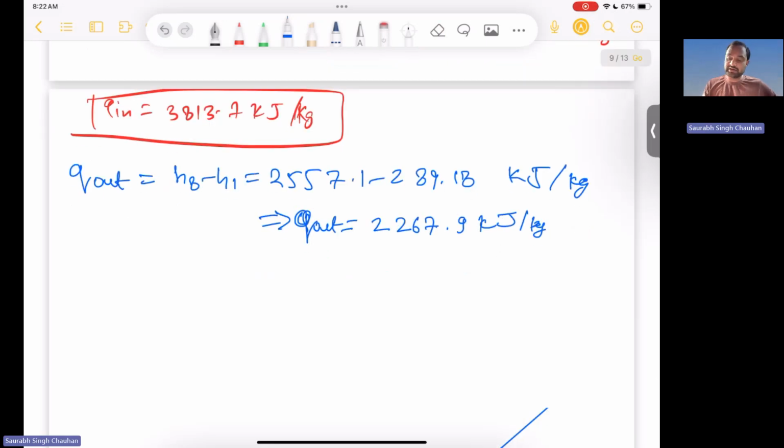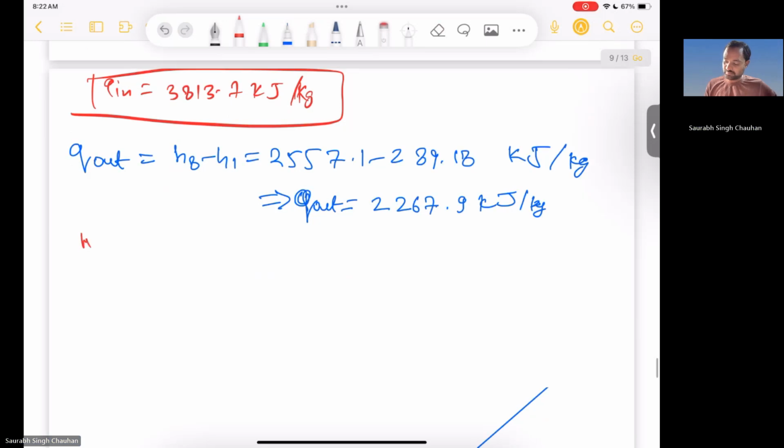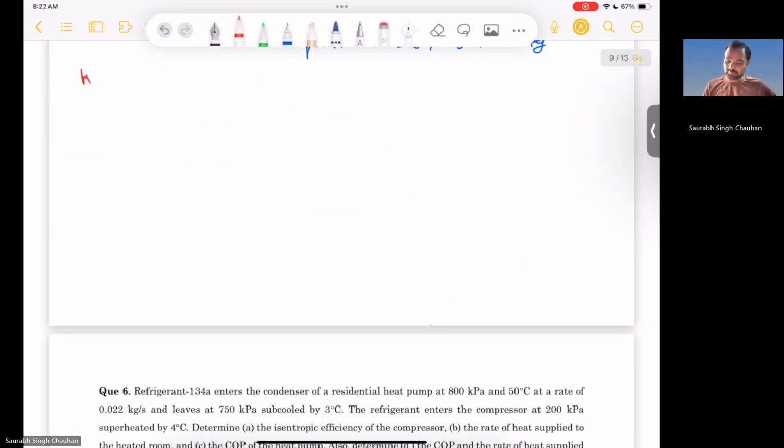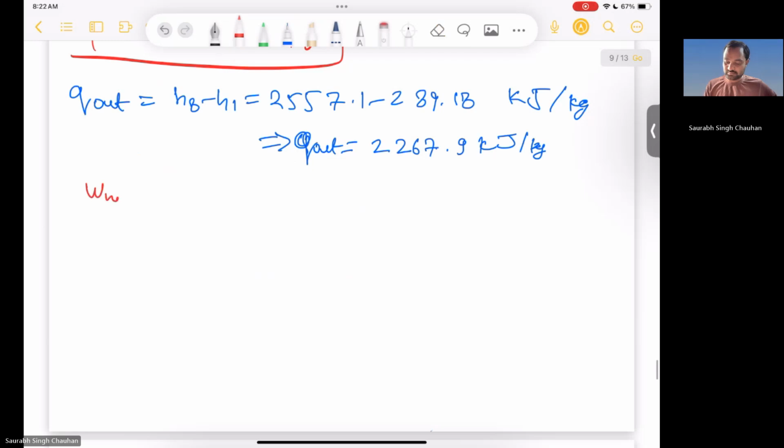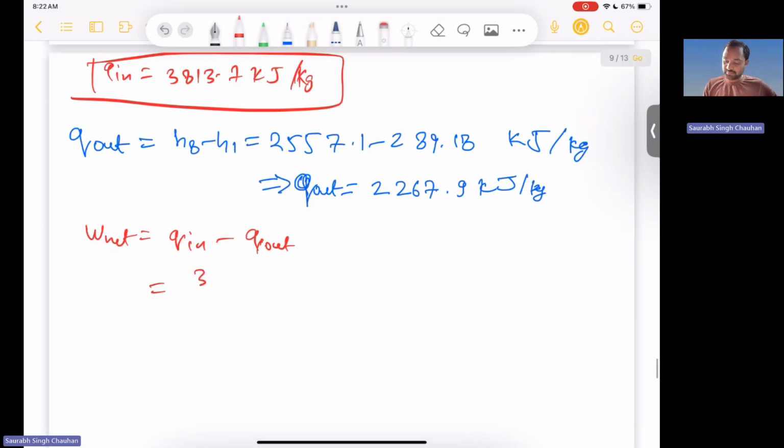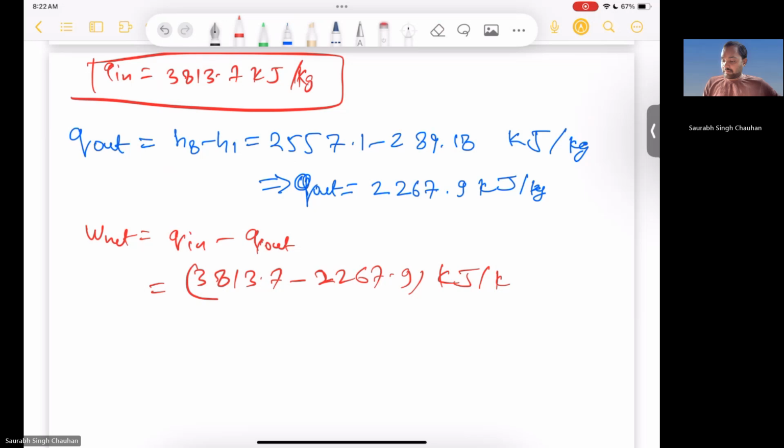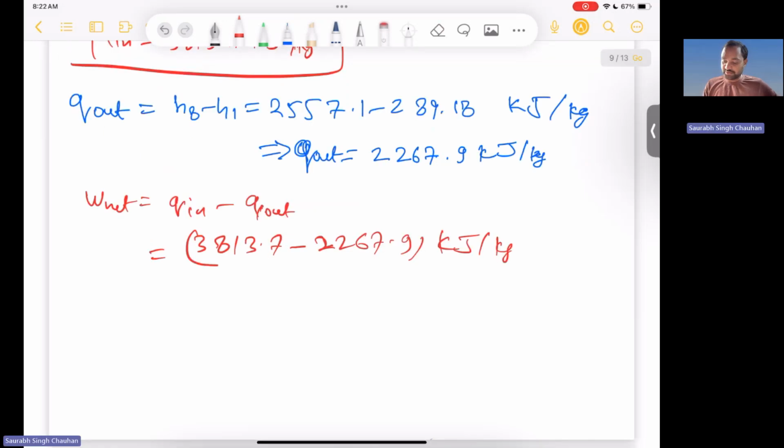Okay, so now you can calculate the net work output. That will be equal to total heat input minus total heat output. So heat input is 3813.7 minus heat output is 2267.9 kilojoule per kg. I'm not doing the calculation, please check it. So it is 1545.8 kilojoule per kg.